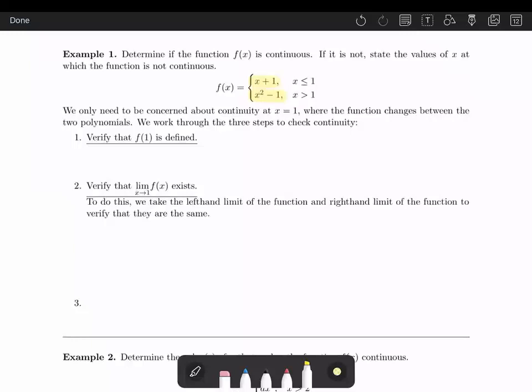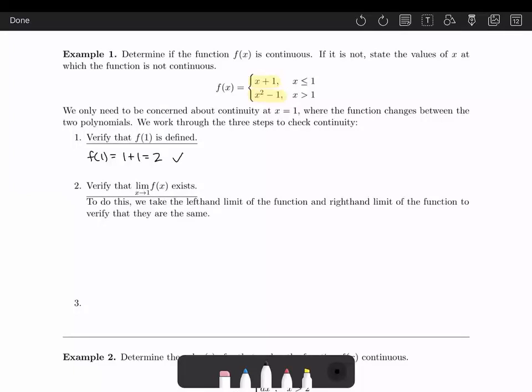First off, we need to verify that f of 1 is defined. To do that, we just use the definition of the piecewise function. When x equals 1, we're specifically in the case of x plus 1. So this is going to be 1 plus 1, which is 2, and that is defined. All good. Okay, so now we need to verify that the limit exists.